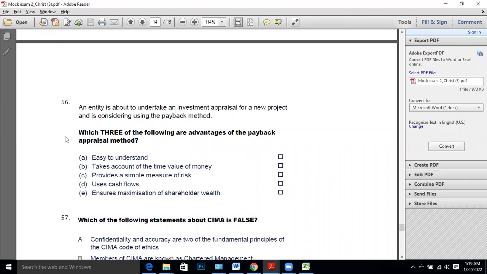Provides a simple measure of risk. Yes, because a shorter payback period means you are getting the money quickly, which means it's less risky. If it takes a longer period, that means it's risky. Uses cash flows, yes. Ensures maximization of shareholder wealth? No. NPV is the measure that ensures that. So the answers are A, C, D. B and A are wrong.